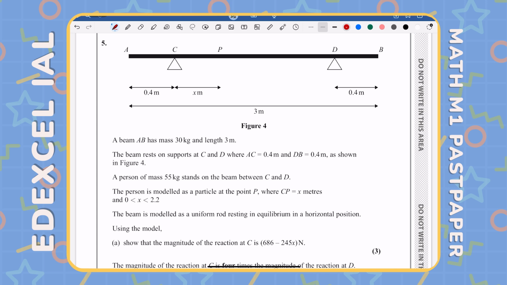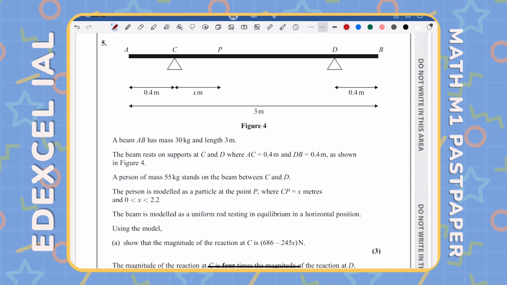And then the question says that the person is modeled as a particle at the point P, where CP is equal to x meters, and also x is between 0 and 2.2. So this is something that will definitely come in handy. We'll see that in the later parts. Then the question says the beam is modeled as a uniform rod resting in equilibrium in a horizontal position. Using the model, show that the magnitude of the reaction at C is 686 minus 245x Newtons.